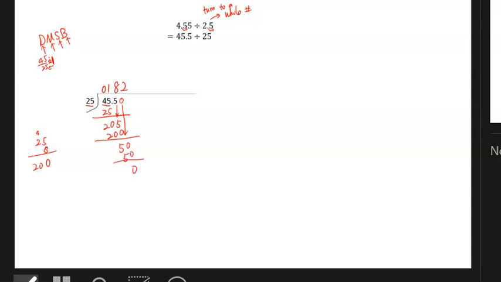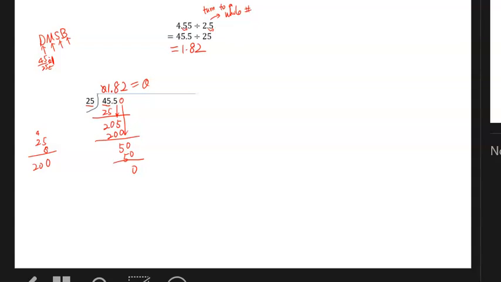One important thing is, in the answer, we also need to make sure the decimal point lines up in the quotient. This is our quotient. The decimal point in the quotient lines up with the decimal point in the dividend. So the answer will be 1.82. And that 0 doesn't really do anything, so we can get rid of it.